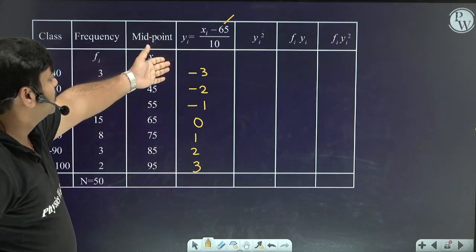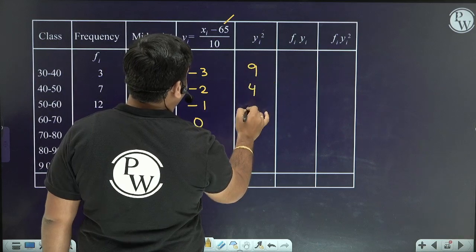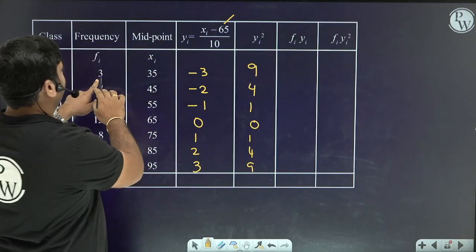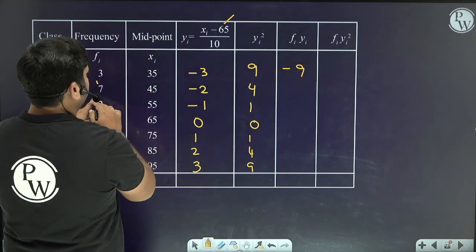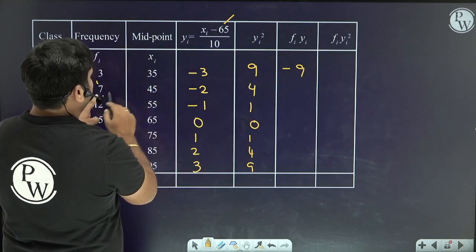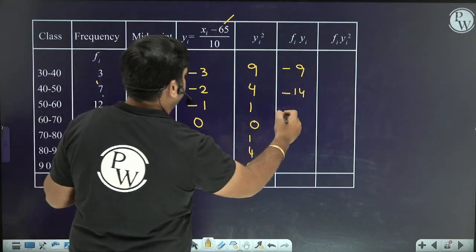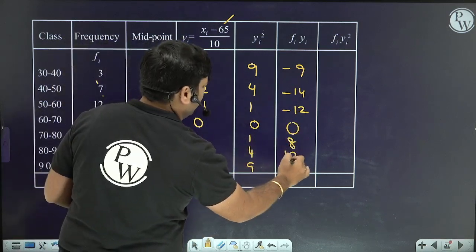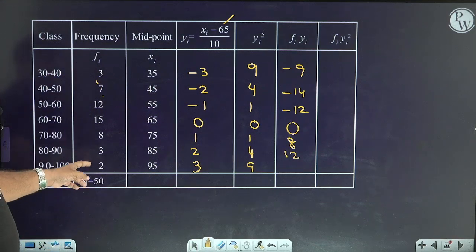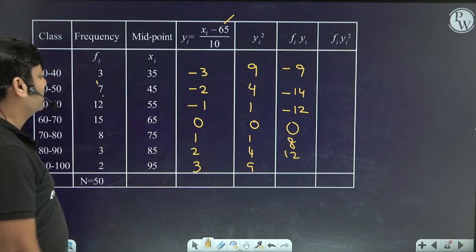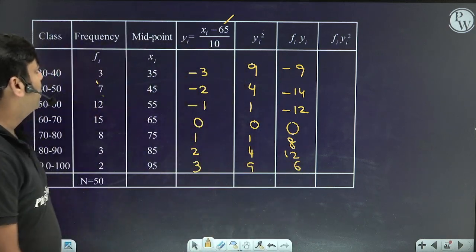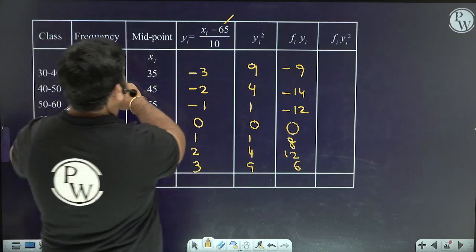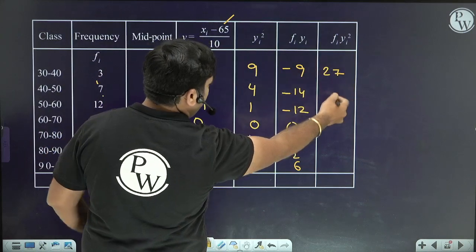And yi squared, this becomes 9, this becomes 4, this becomes 1, this becomes 0, 1, 4, 9. Fi into yi. So 3 into minus 3, minus 9. 7 into minus 2 is minus 14. 12 into minus 1 is minus 12. 15 into 0 is 0. 8 into 1 is 8. 3 into 4 is 12. 2 into 3 is 6. Now fi into yi squared. 9 into 3 is 27. And complete this process.